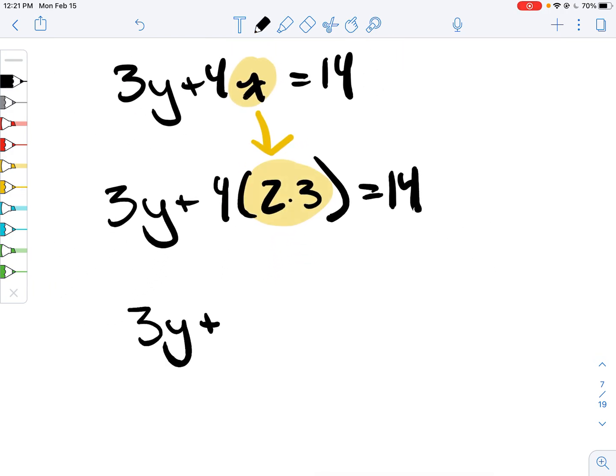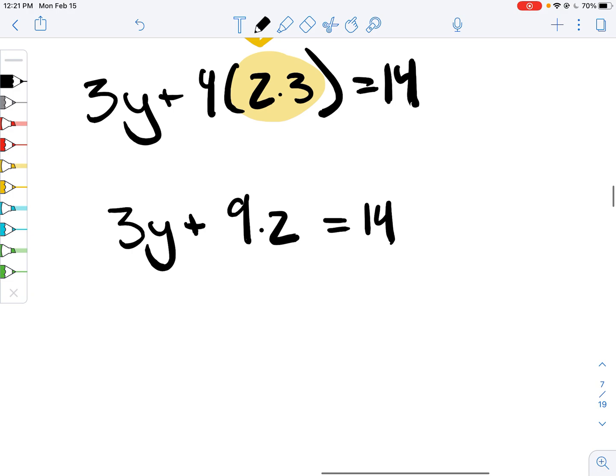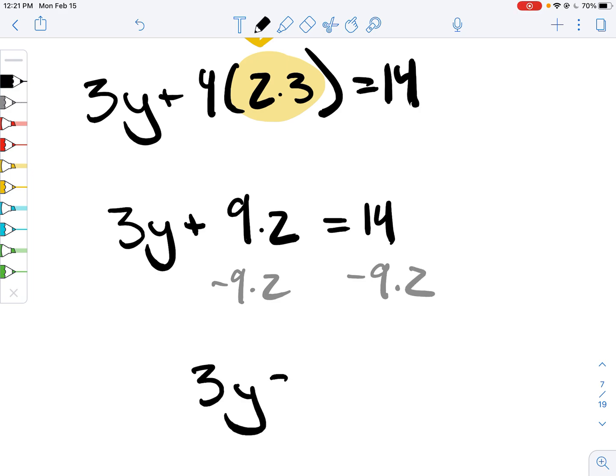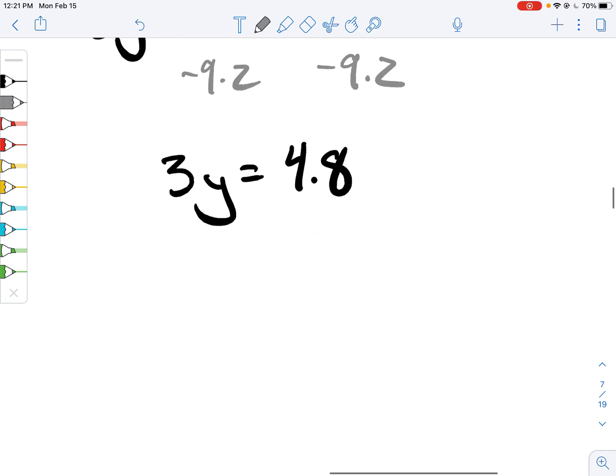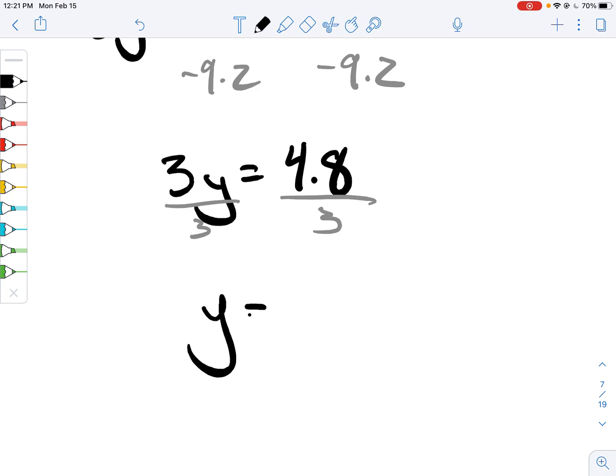3y plus 4 times 2.3, which is 9.2, equals 14. So yay. And then we're going to subtract 9.2 from both sides, giving us that 3y equals 4.8. Finally, to get y all by himself, we'll divide both sides by 3, so y equals 1.6.